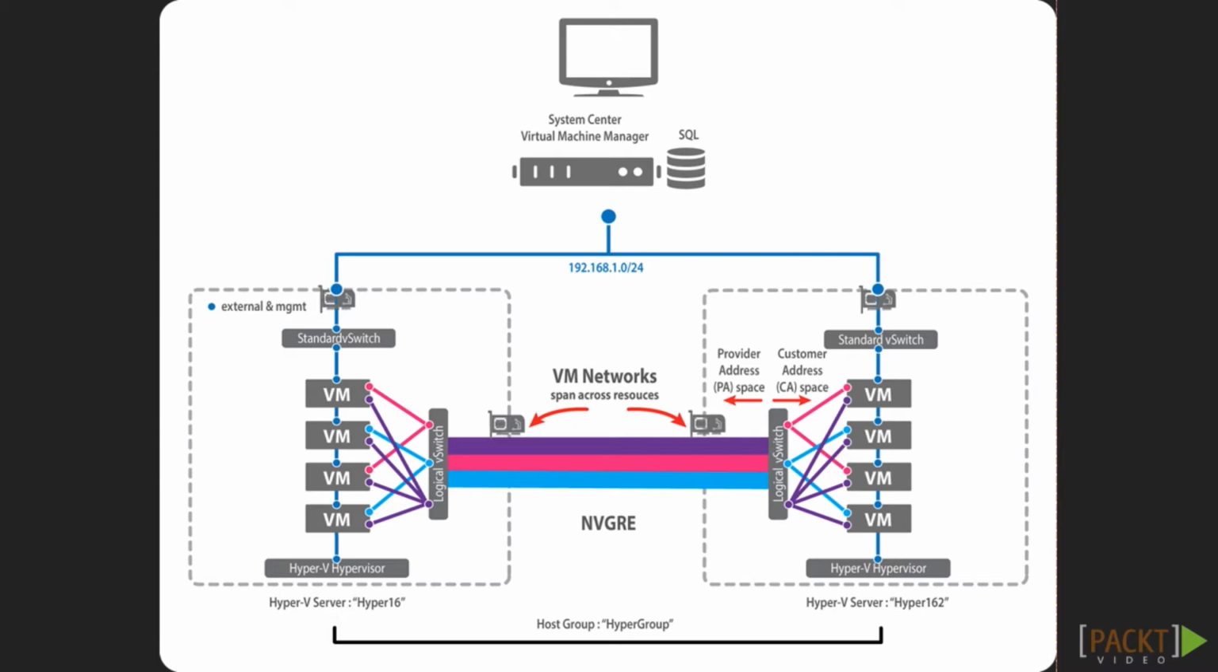Once again, the PA space is responsible for handling the virtual machine traffic across Hyper-V hosts. It is assigned to the physical network adapter of the external virtual switch.